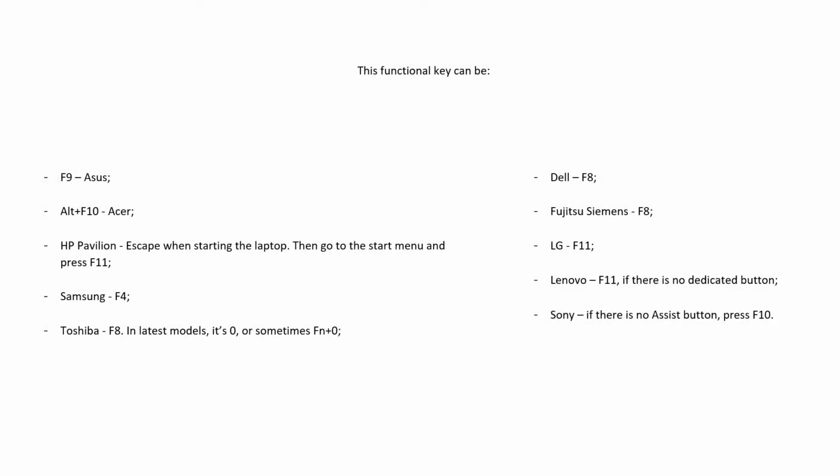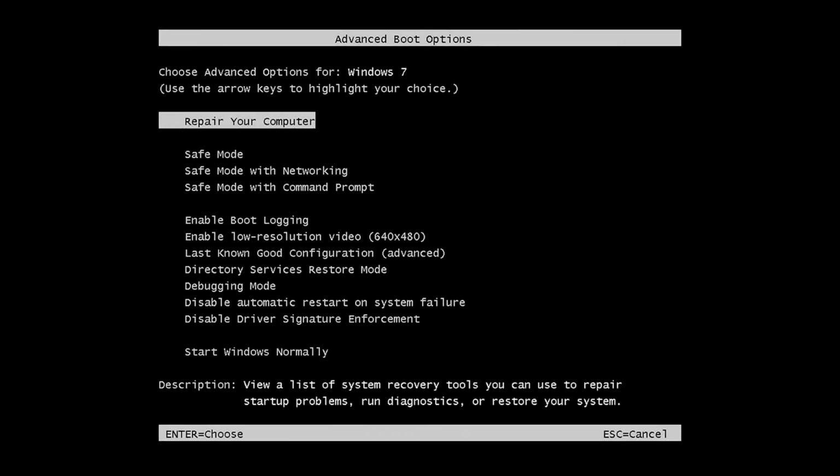This functional key can be F9 for Asus, Alt plus F10 for Acer, for HP Pavilion, Escape button when starting the laptop, then go to the Start menu and press F11. Samsung F4, Toshiba F8, in latest models it's 0 or sometimes FN plus 0, Dell F8, Fujitsu Siemens F8, LG F11, Lenovo F11 if there is no dedicated button, Sony if there is no Assist button, just press F10. As a result, Recovery Environment, Windows Boot Manager or Advanced Boot Options will start.